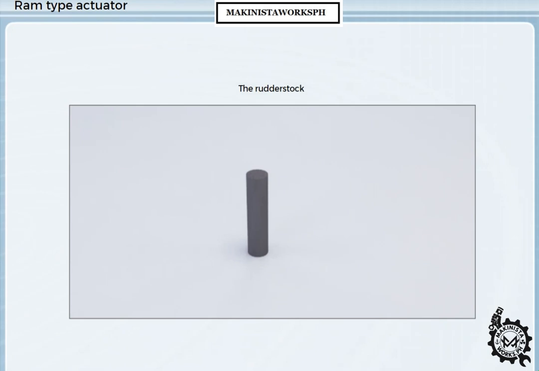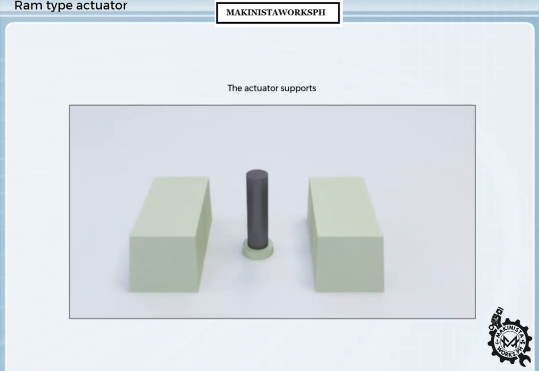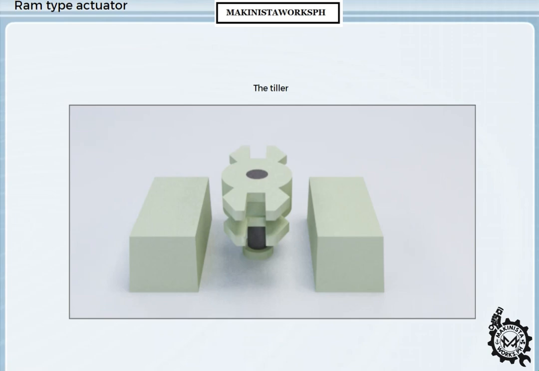This is the rudder stock. This is the watertight packing gland and rudder carrier bearing fixed to the hull structure. These are the actuator supports. Here is the tiller. The tiller can be fitted to the rudder stock in different ways, such as a tapered hydraulic fit, by key, by bolts, or a combination of these.